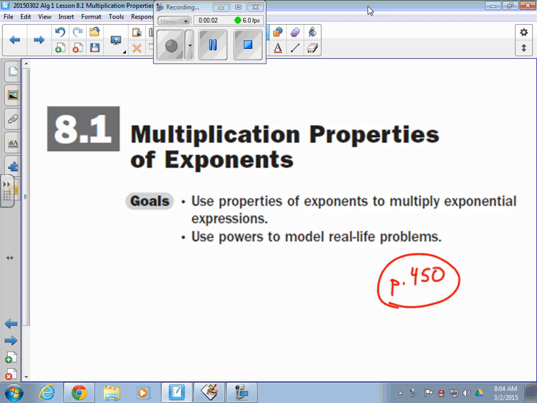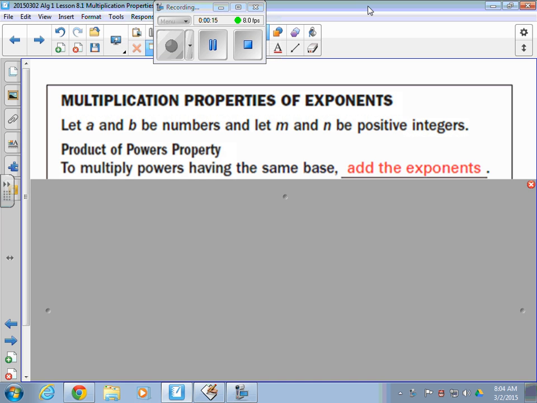This is Algebra 1, Lesson 8.1, Multiplication Properties of Exponents. Today we are using properties of exponents to multiply exponential expressions, and we're using those powers to model real-life problems, beginning on page 450 in the textbook.